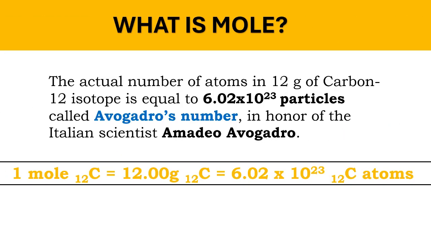1 mole is the amount of substance that contains as many particles as there are present in 12 grams of carbon-12 atom. The actual number of atoms in 12 grams of carbon-12 isotope is equal to 6.02 times 10 raised to 23 particles, called Avogadro's number in honor of the Italian scientist Amedeo Avogadro.